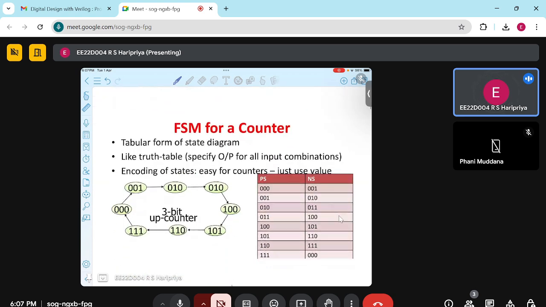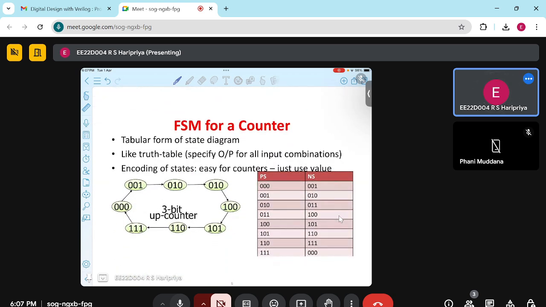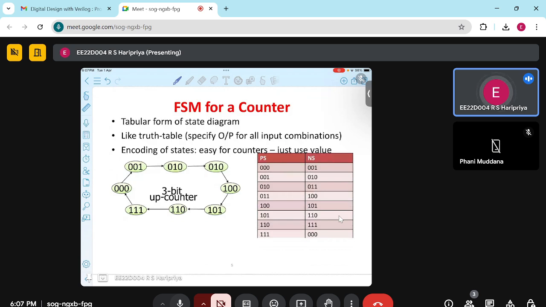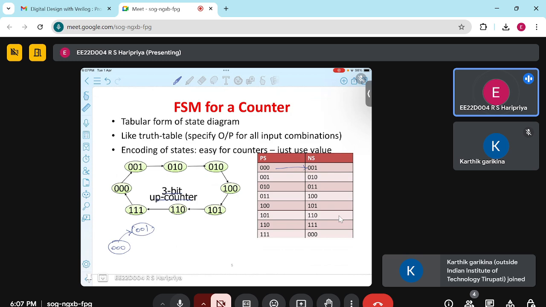Next, the FSM. Okay, this is the FSM for the counter, with the present state and next state table. The counter is a 3-bit counter with upcounting. So we observe that, say we are in the state 0, 0, 0. The next state it should go to is 0, 0, 1. And from this, it should go to the next state, which is 0, 1, 0.